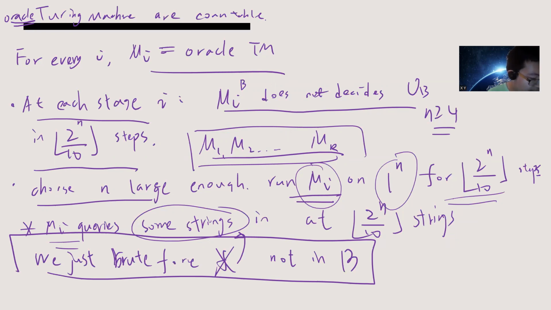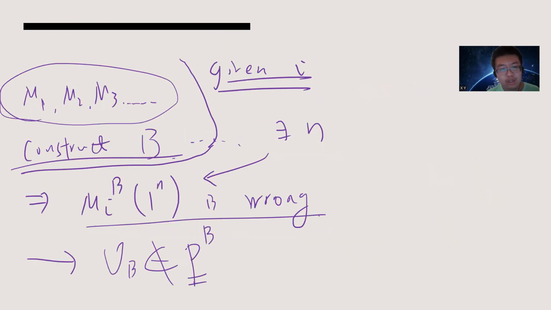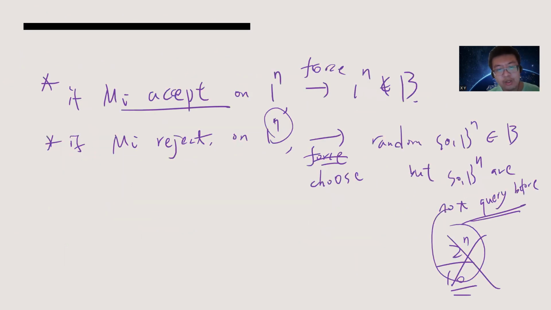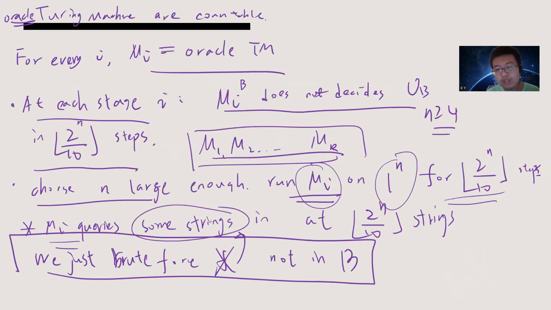Which makes this proof very interesting. So this finishes the proof. Given i, there is always some n on which Mi is wrong. It's different from the language, because Mi always accepts, this is the same as diagonalization, right? For each i, for length 1^n, you just do this.